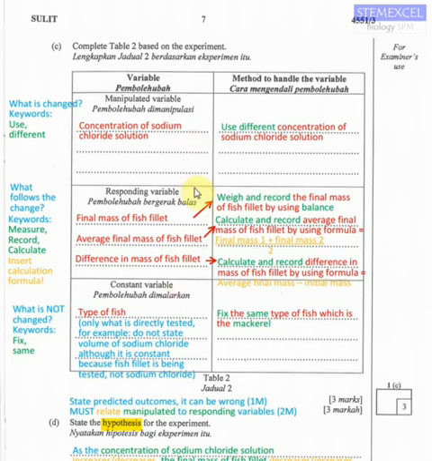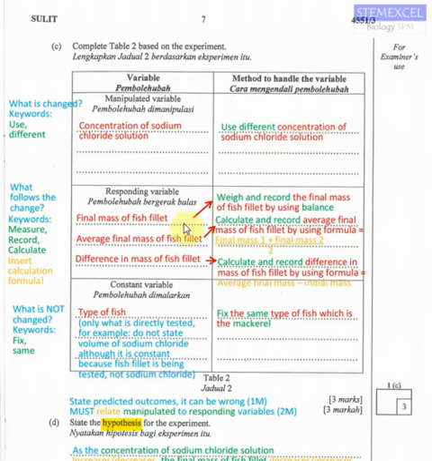So filling in the different variables usually is not so much of a challenge. However, the methods to handle the variable could be a little bit tricky for some of the students. So here the method requires you to put in a few keywords, usually verbs. For example, here you have to say use different, and so the keyword different is very important to show that the variable is being manipulated. So here you use different concentration of sodium chloride solution.